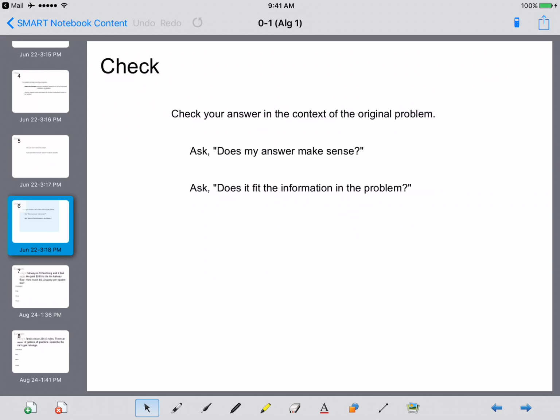So for example, if you're making 20 cookies and you come up with the answer that you need 200 pounds of flour, something went wrong there. You don't need 200 pounds of flour for 20 cookies. That kind of thing.